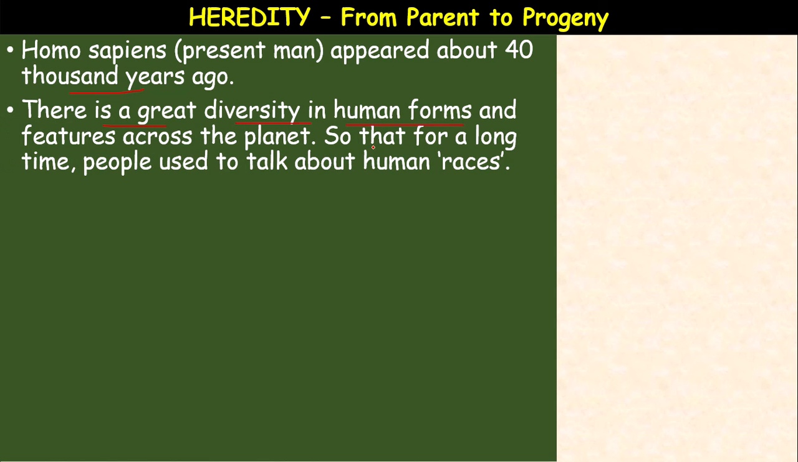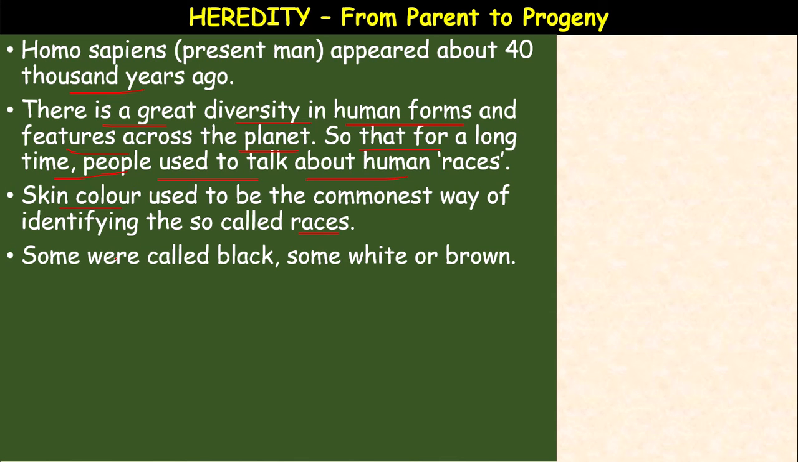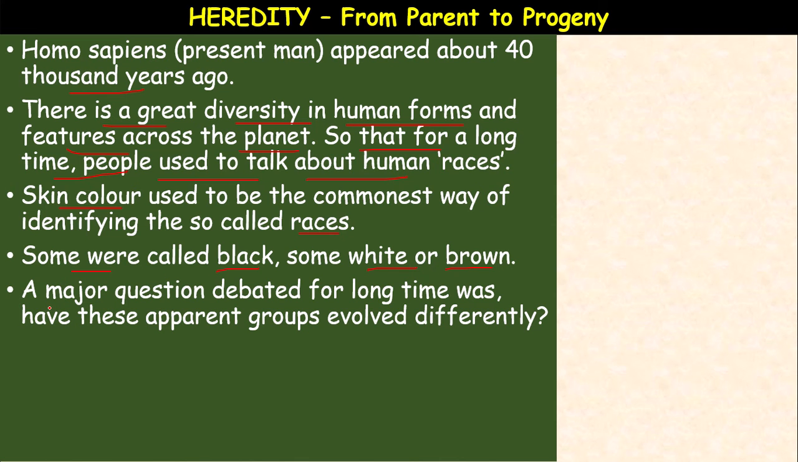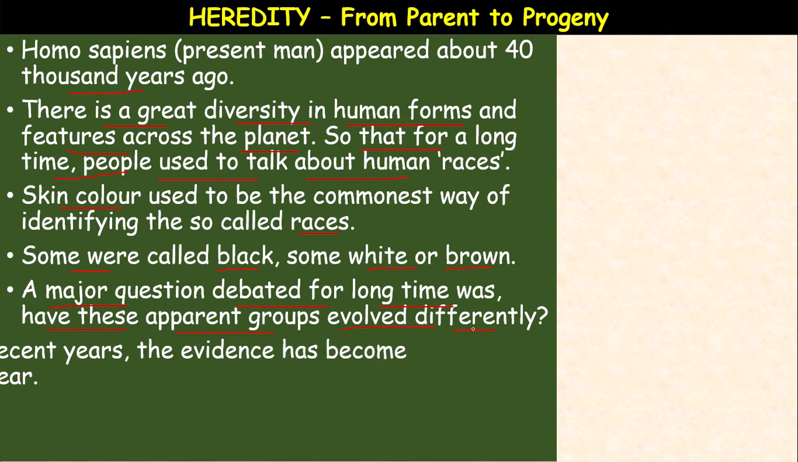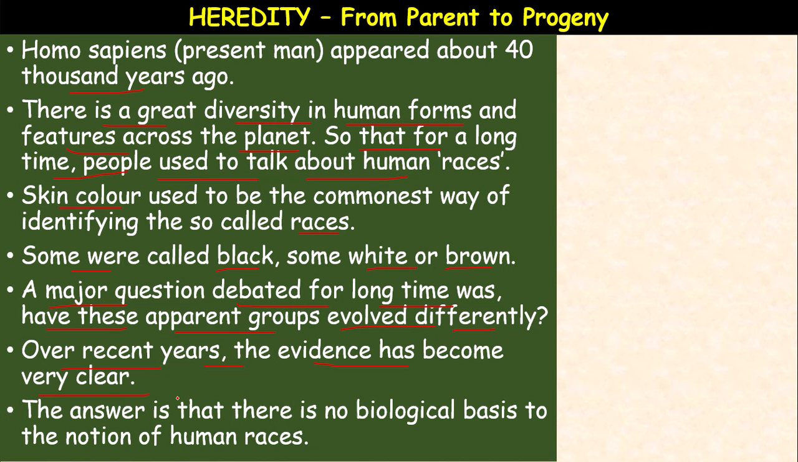There is a great diversity in human forms and features across the planet, so for a long time people used to talk about human races. Skin color was the commonest way of identifying the so-called human race. Some were called black, some white or albino, or brown. A major question debated for a long time was how these apparent groups evolved differently. Over recent years the evidence has become very clear, genetic drift. The answer is that there is no biological basis to the notion of human races.